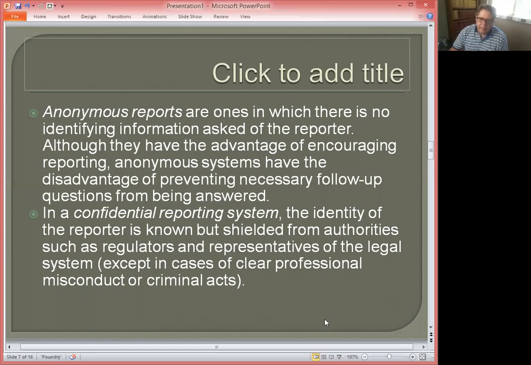In a confidential reporting system, the identity of the reporter is known, but it is shielded from anybody other than the authorities or regulators or representatives of the legal system, unless, of course, it's a clear professional misconduct or a criminal act, in which case the ID is readily available to the professionals.